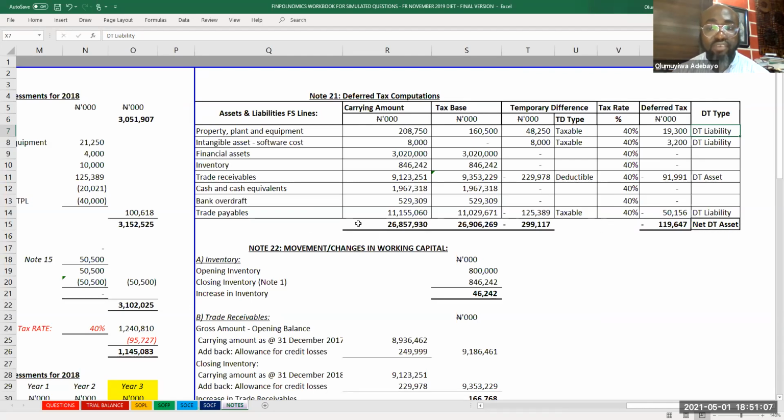Okay, now in this case, the carrying amount of trade payable is greater than this. Therefore, automatically, in this case, this will be deductible. Remember, we've deducted it there. That's why it's changing it. Therefore, this will be deductible, and therefore, this will result in deferred tax assets. Okay, net, we still have net of an asset. Okay, that is that.